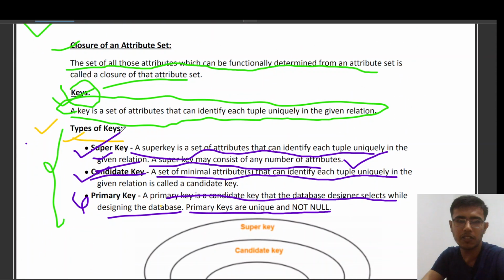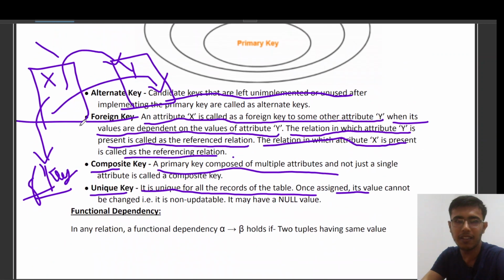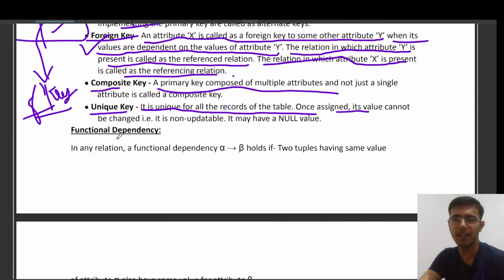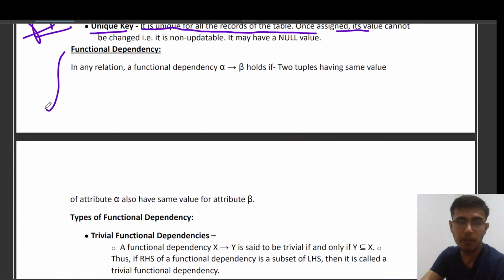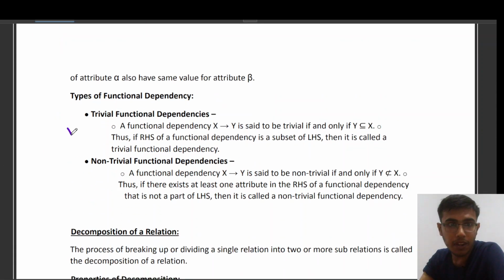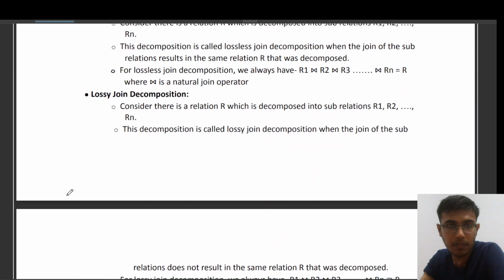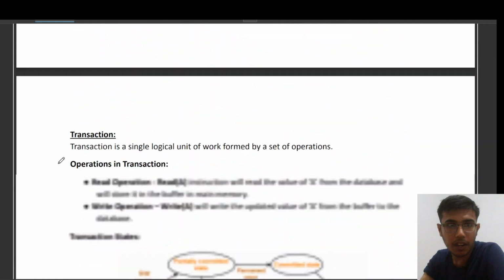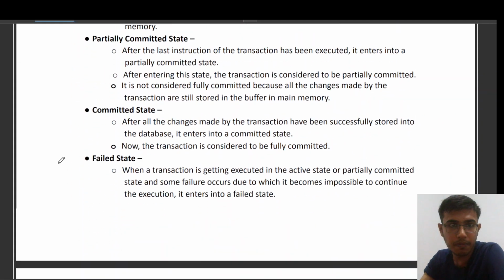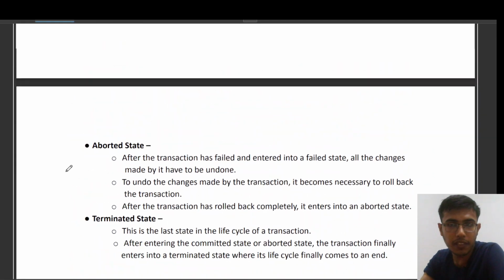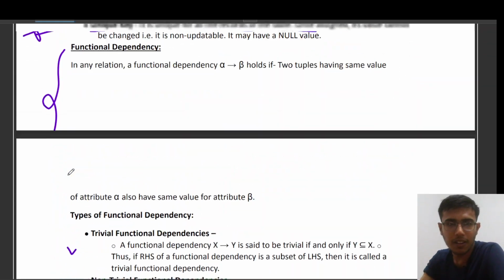The main ones are super key, primary key, and foreign key. These are the most important, right? And all the remaining basically look the same, right? Now next we are going to discuss functional dependency. Trivial and non-trivial functional dependency, decomposition and relation, first normal form to normal forms, transactions, active state, ACID properties. We will discuss all this.